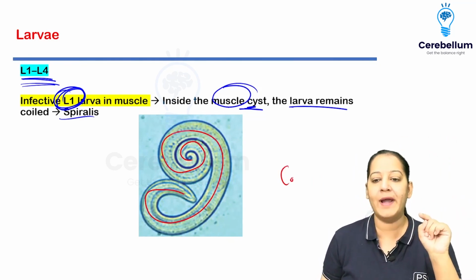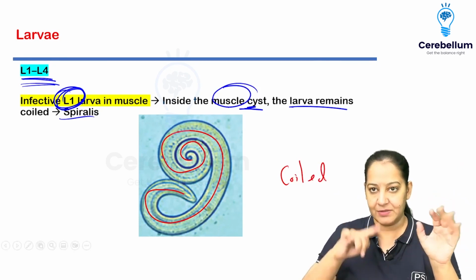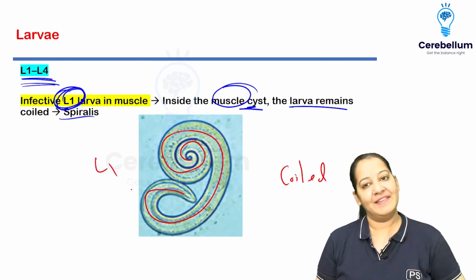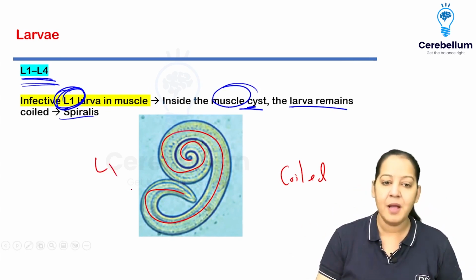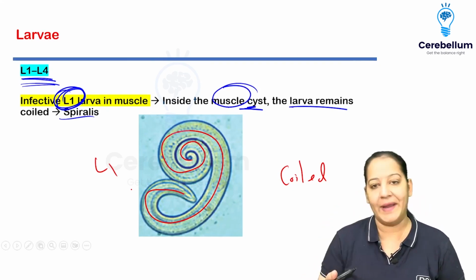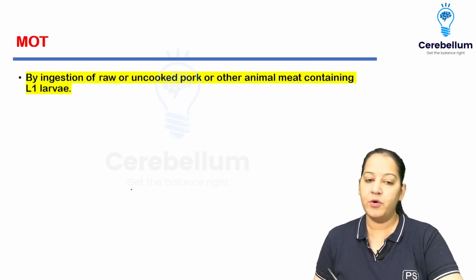Can you appreciate the coiled appearance? The coiled appearance is there. So this coiled appearance is present in the muscle of the human. It is L1 larva. And that's why it is known as Trichinella, meaning it is very minute, and spiralis because the larva is coiled inside the muscle. Now what is the mode of transmission?